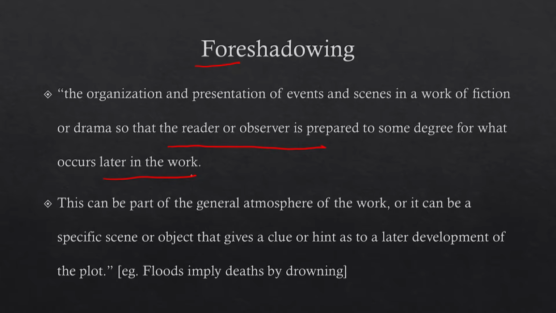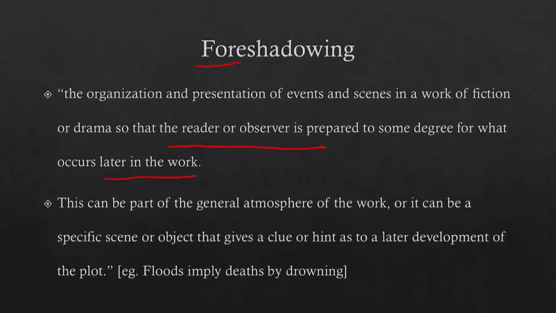Foreshadowing can be part of the general atmosphere of the work. It can provide the ambience, or it can be a specific scene or object that gives a clue or a hint as to a later development in the plot. So it could be a general tone in the narrative that would suggest what is going to happen later, or a specific scene or an object which will hint about the things that are going to happen later for the central characters or for the plot. For example, floods imply deaths by drowning, and George Eliot's The Mill on the Floss is a classic example of foreshadowing.